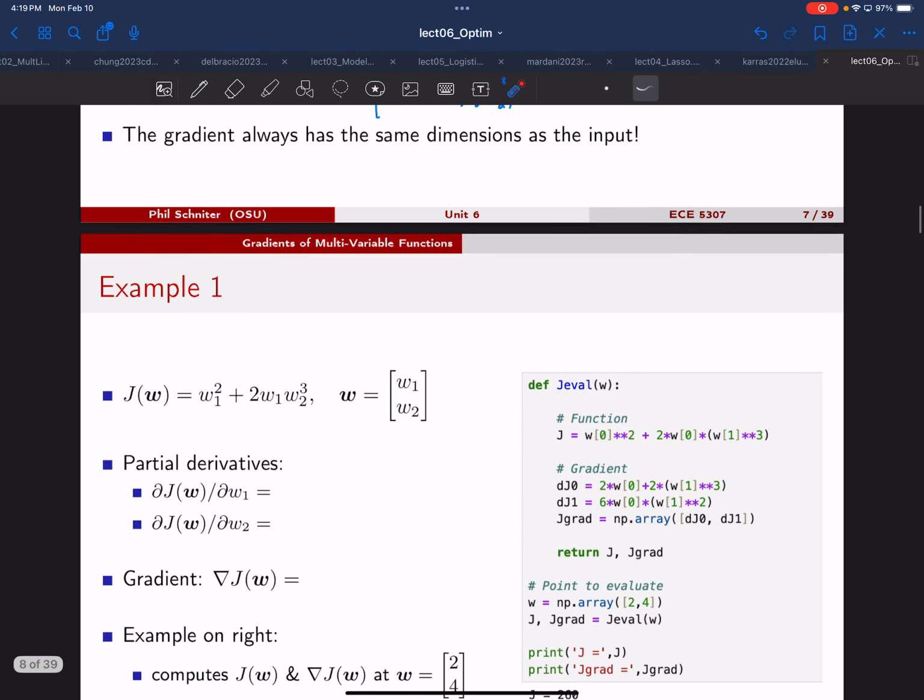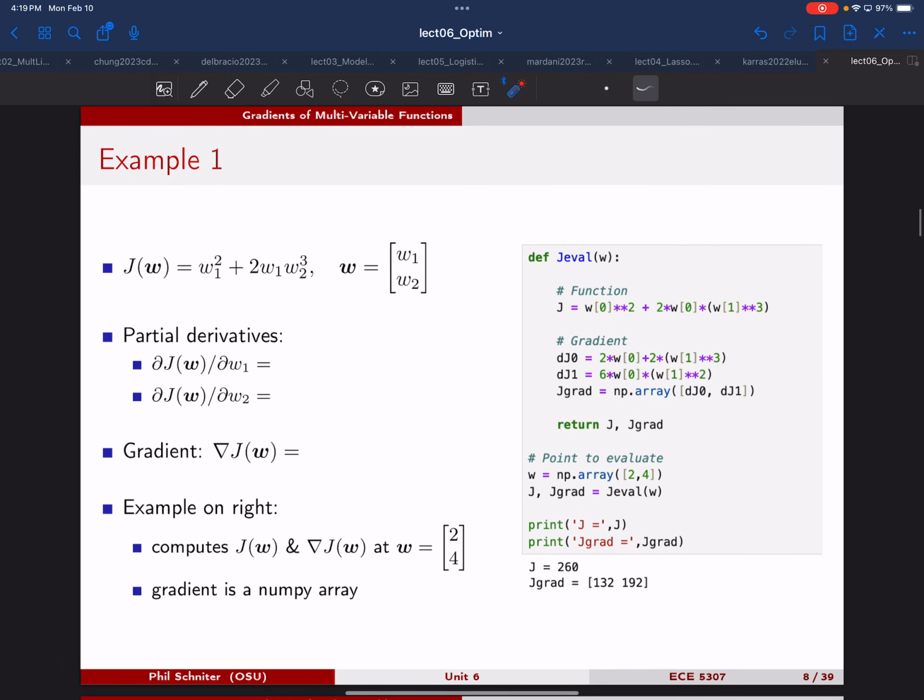Okay, great. So let's do some quick examples. Here, we're starting out real simple. We have W, it's just a vector of two parameters. We have a cost function written with respect to those parameters. And we need to compute some partial derivatives.